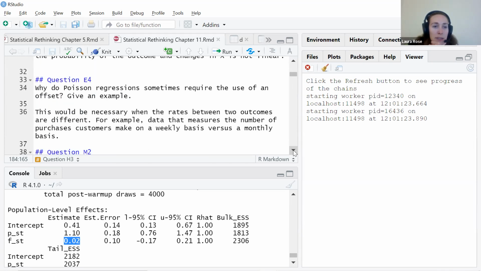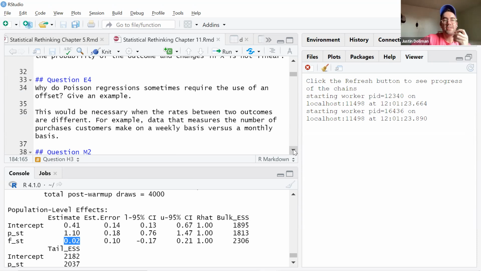Okay, I think this was one that I signed up for. Question E4. Why do Poisson regressions sometimes require the use of an offset? Give an example. This would be necessary when the rates between two outcomes are different. Data that measures the number of purchases customers make on a weekly basis versus a monthly basis. I'm not sure, I was reading through that part. I kind of get what's going on here, but did you have any other insight about that?